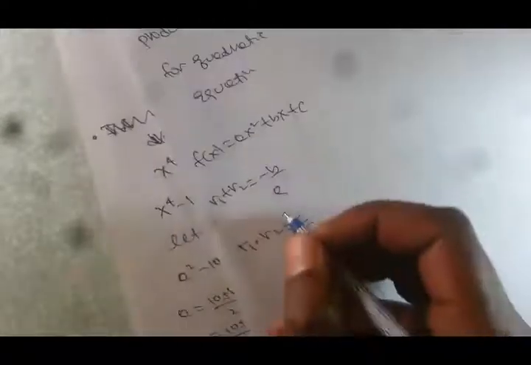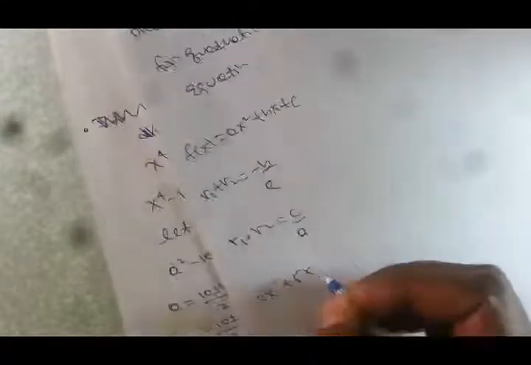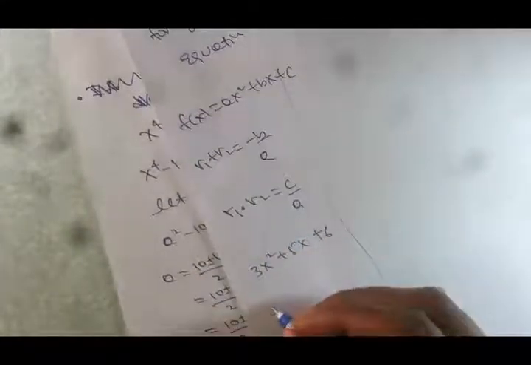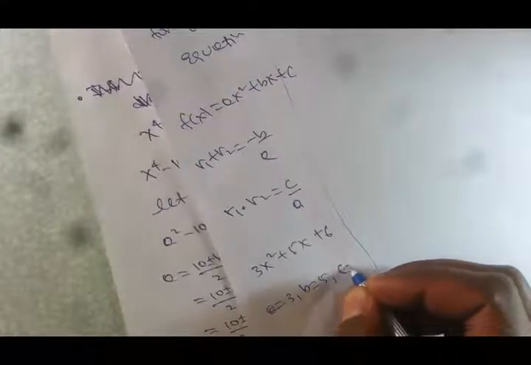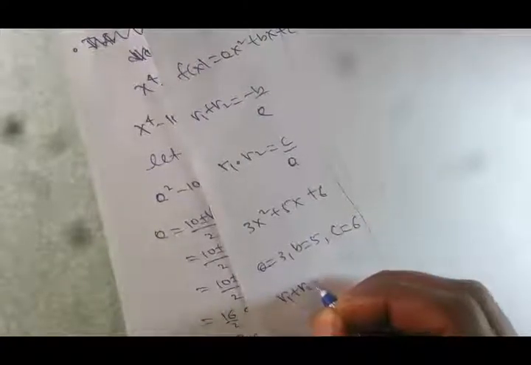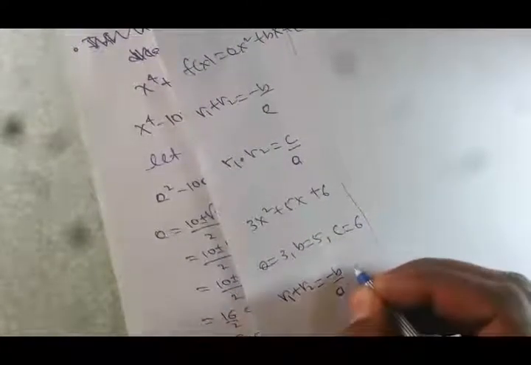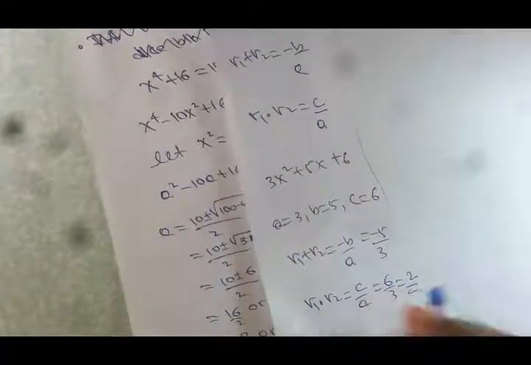And from this we are given 3x square plus 5x plus 6, and we know the value of a is equals to 3, the value of b is equals to 5, and the value of c is equals to 6. So to find the sum of roots, r1 plus r2 is given by minus b over a. This is equals to minus 5 over 3. And to find the product, r1 times r2 is given by c over a. This is equals to 6 over 3. This is equals to 2.